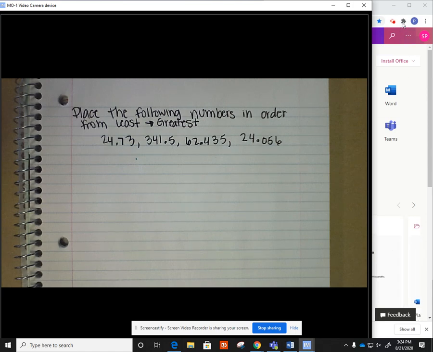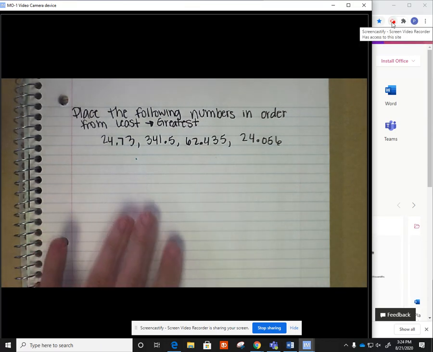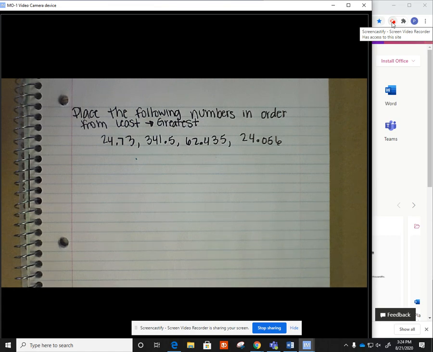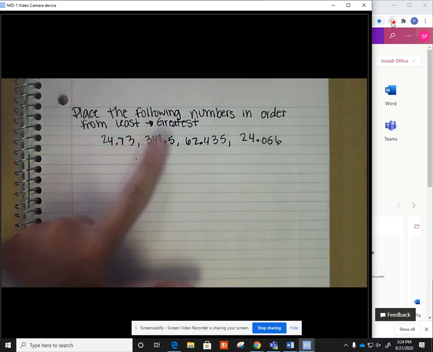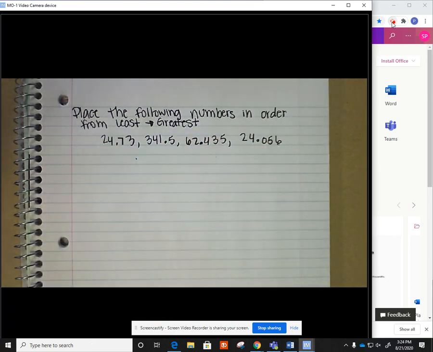So let's say that this is our problem. It says place the following numbers in order from least to greatest. So here's our 4 numbers. Okay, we know how to compare them and show one versus the other's least to greatest, but we need to practice doing all 4 numbers in order from least to greatest.